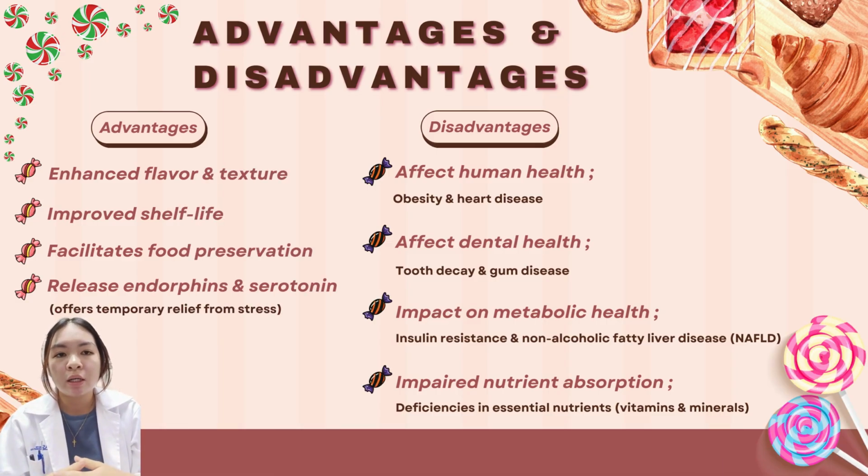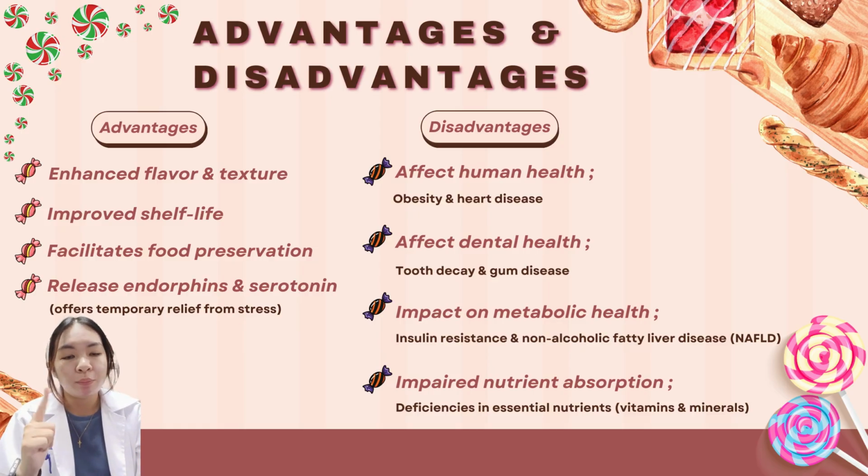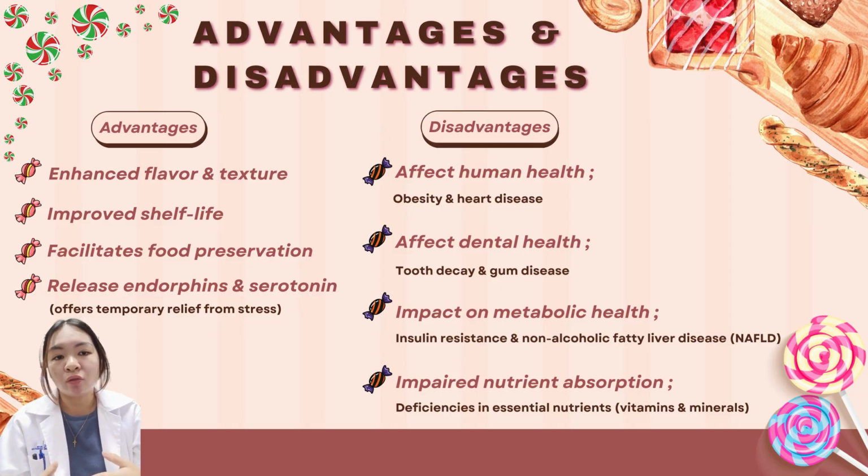Next, the advantages and disadvantages of sugar. So first of all, there are a few advantages of sugar such as enhanced flavor and texture, improved shelf life, and facilitating food preservation. When we consume sugar, we also release endorphins and serotonin in our body, which offers temporary relief from stress.